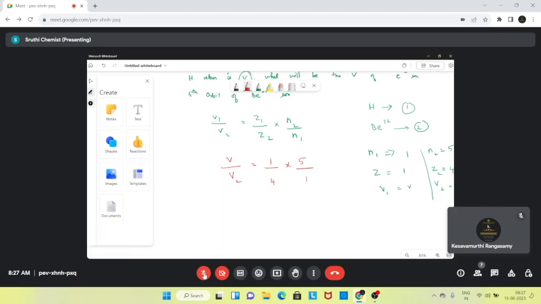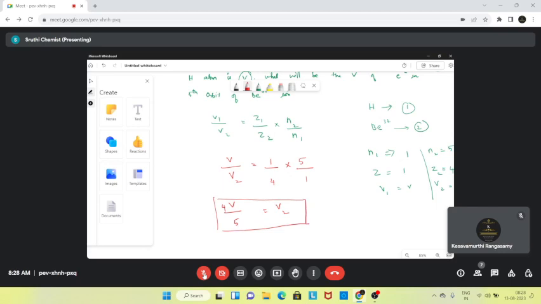Is it 5 by 4? Ma'am, 4 by 5, no? If we take the reciprocal, 4 by 5 into V comes, the value of V2. Yes, 4 by 5 it is, not 5 by 4. So V by 5 is equal to V2 by 4, and taking the 5 to this side, it will be 4V divided by 5. So this is your final answer.